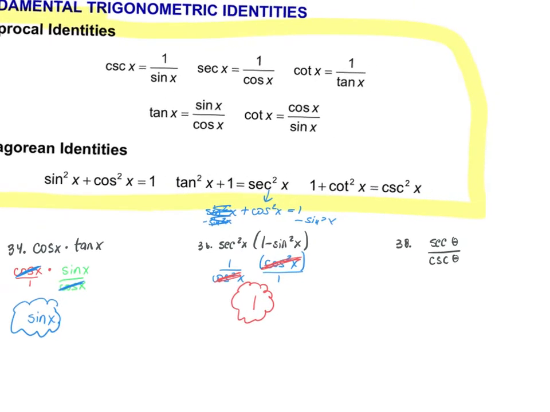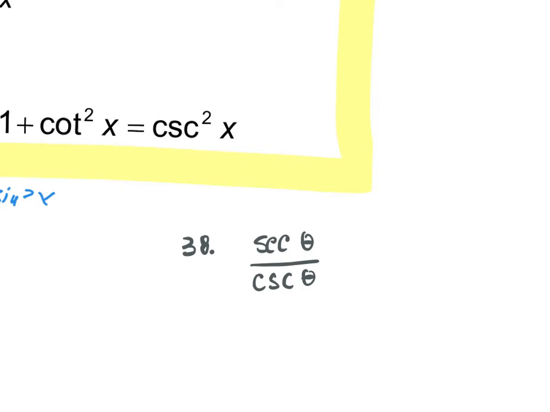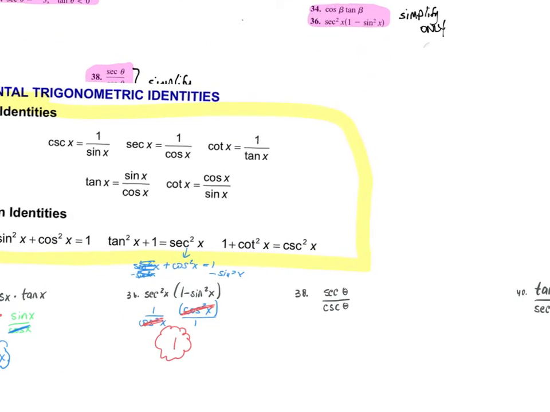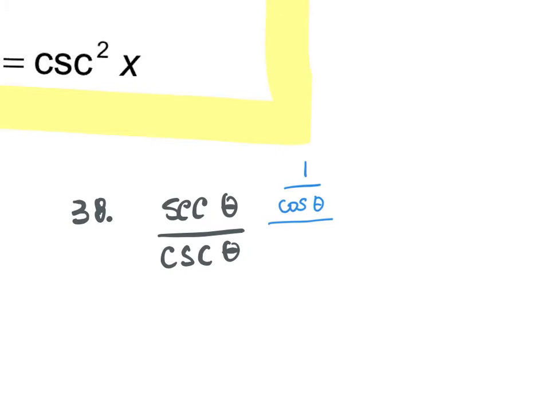Okay, so now we're going to scoot over. I have 38. It says secant over cosecant. Nothing squared, anything like that. So let's just look at our identities. What can I replace secant of theta with? What is secant the same as? 1 over cosine, okay? 1 over cosine. And again, we're trying to go to our most basic functions, which are sine and cosine. What can I replace cosecant with? 1 over sine, all right?